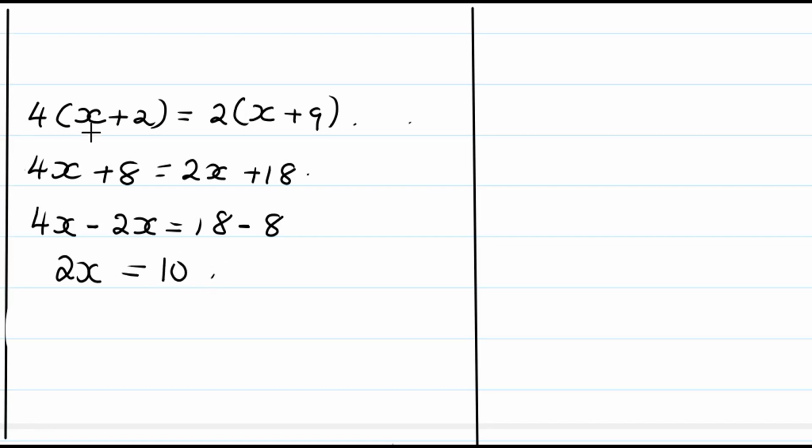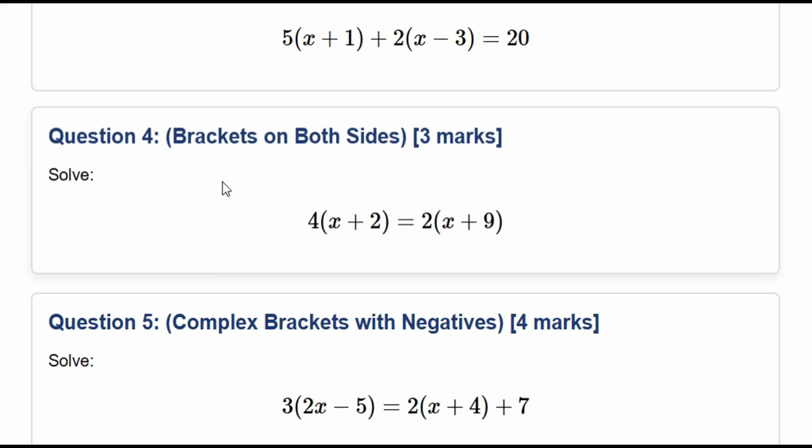So from there, I take 4x minus 2x, which is 2x, is equal to 18 minus 8, which is 10, like that. Then from there, because I only need x, I divide both sides by the coefficient of x, which is 2. So 2 divided by 2 is 1, 1 multiplied by x is x, is equal to 10 divided by 2, which is 5. And that becomes the solution for this question 4 here.